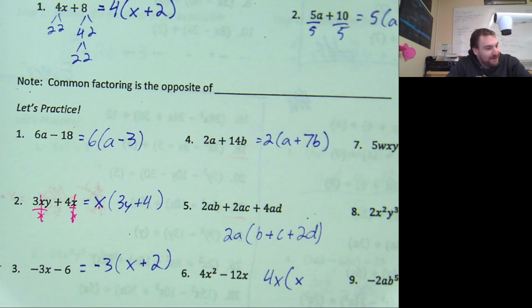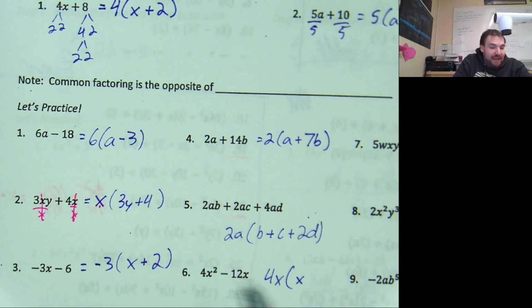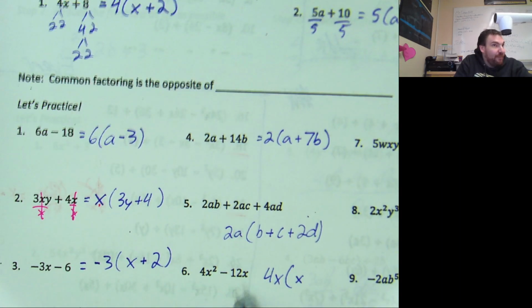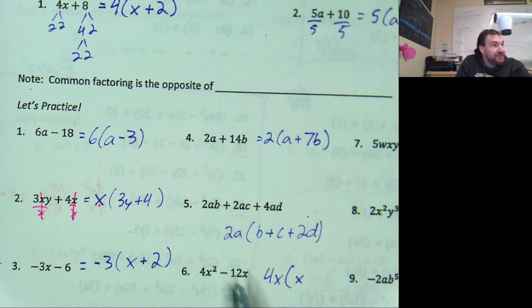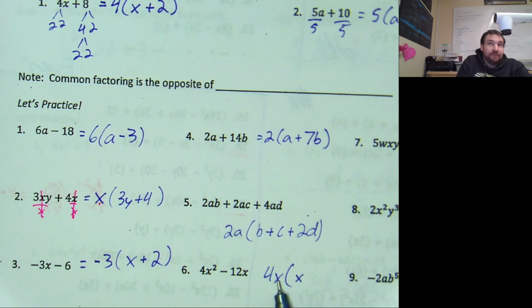No, but then the x squared. Squared just means I have x times x. So how many x's are multiplying here? 2. How many are here? 1. So how many x's are common in both terms? There's one x found in each term. Right. So x is going to be part of my GCF. It's 4x times x minus 3.